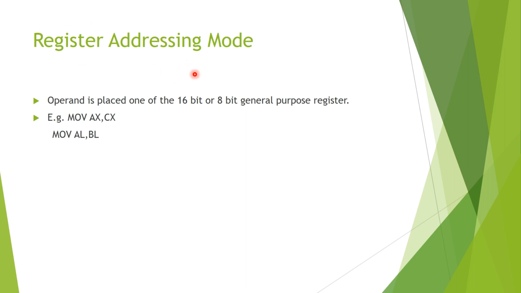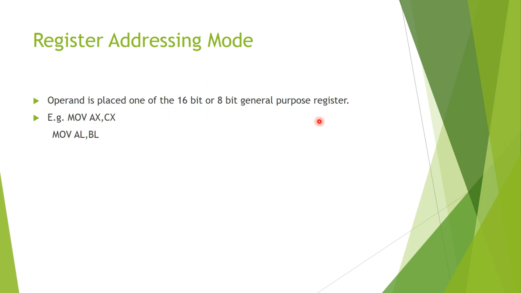So in the register addressing mode, the data or the operand is placed in one of the 16 bit or the 8 bit general purpose registers. Okay, as we know that an instruction has two parts, one is the operand and another is the opcode. Operand is the data on which operation has to be performed, and opcode specifies the operation which we have to perform. So in this case, MOV is the opcode and the operand is stored in one of the 16 bit or 8 bit general purpose registers.